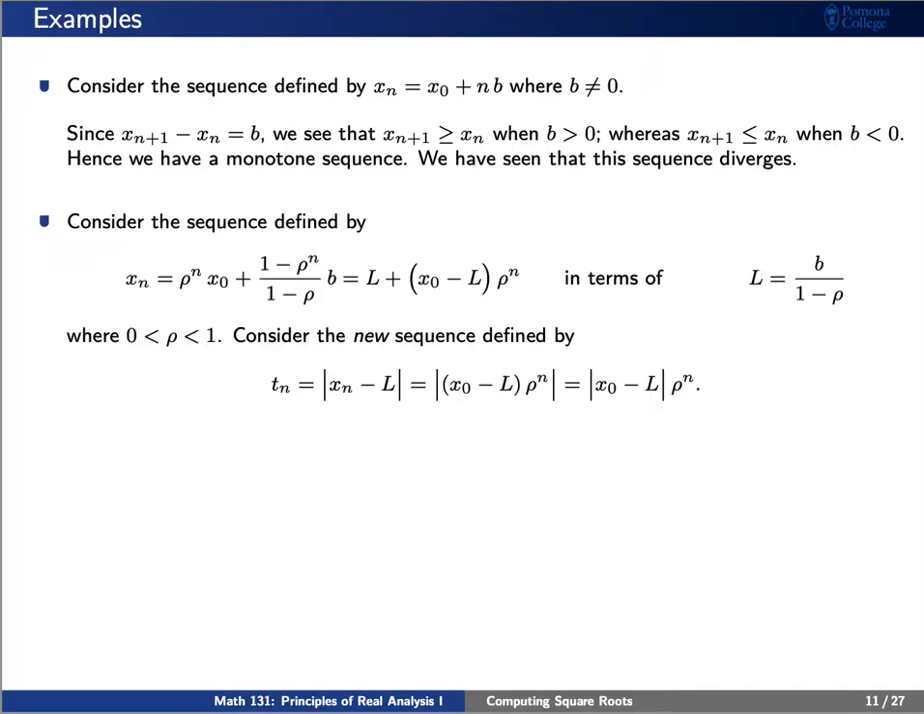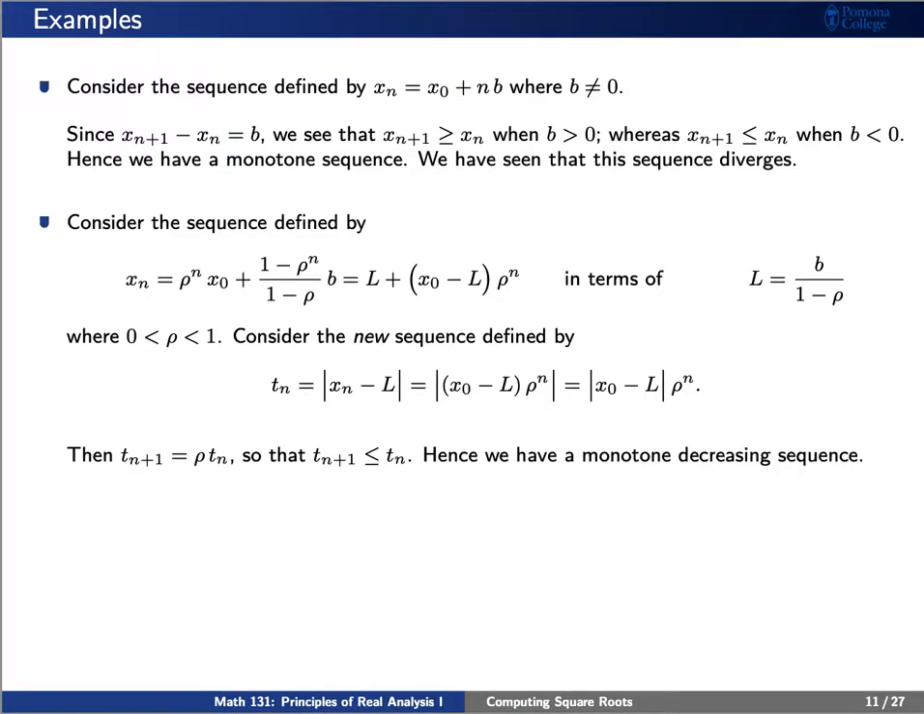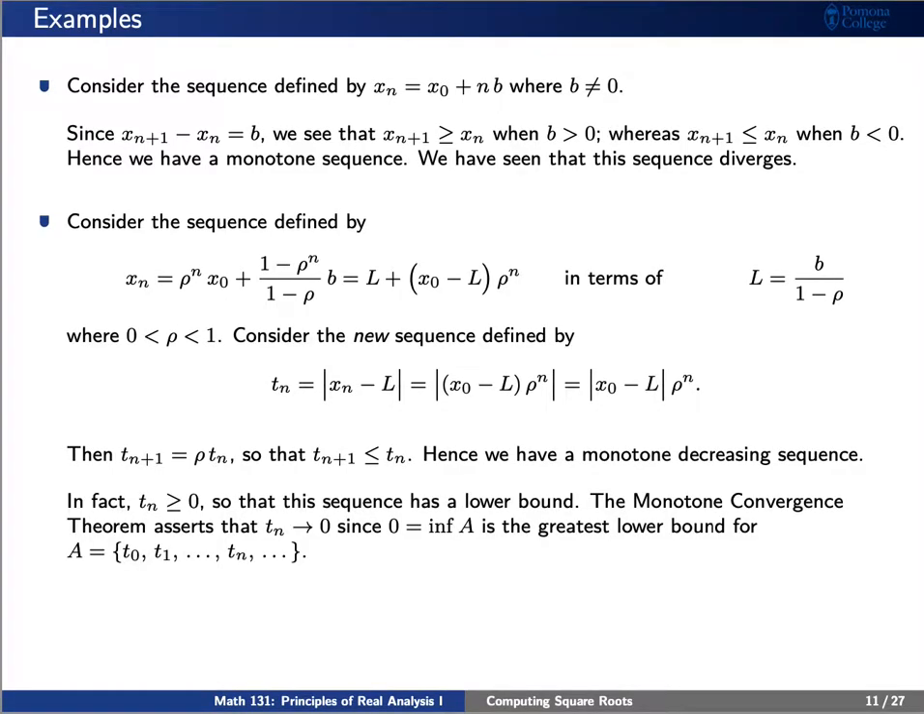Next, let's consider the sequence that's defined more or less in terms of a geometric series. That is, x sub n is L plus x0 minus L times rho to the n. We proved that this sequence converges whenever rho is between 0 and 1 by defining a new sequence t sub n, which is the absolute value of x sub n minus L. We found that this sequence t sub n is a monotone decreasing sequence. In fact, the sequence has a lower bound, and one can prove that this sequence tends to 0 using the monotone convergence theorem.